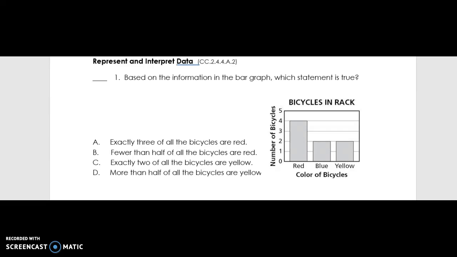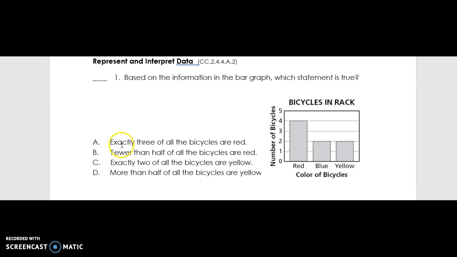Number 1. Based on the information in the bar graph, which statement is true? A, exactly 3 of all the bicycles are red. B, fewer than half of all the bicycles are red. C, exactly 2 of all the bicycles are yellow. Or D, more than half of all the bicycles are yellow.